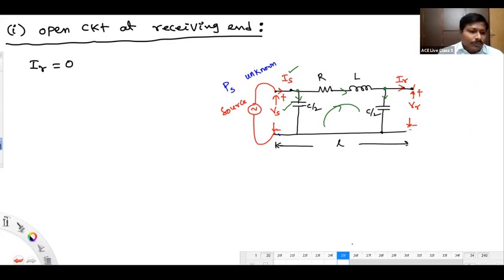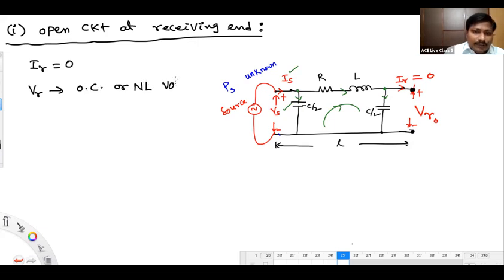That's sufficient. After the load was disconnected, whatever voltage you are going to get at the receiving end side, that I am going to call the no load receiving end voltage of the transmission line. This is the voltage we have to use in the voltage regulation calculation. At this time, VR is going to be called the open circuit or no load voltage of the transmission line. You call it VR0.